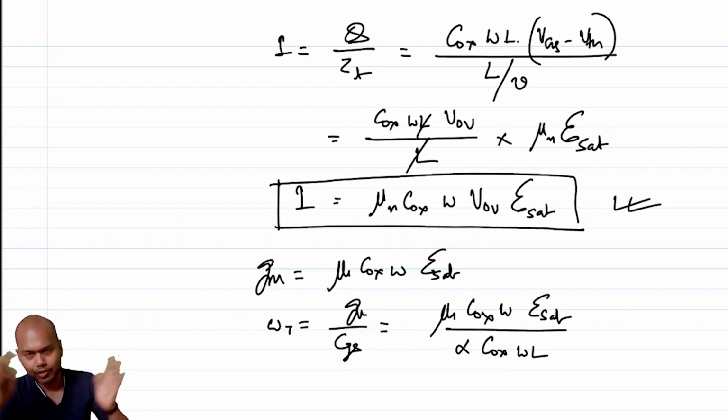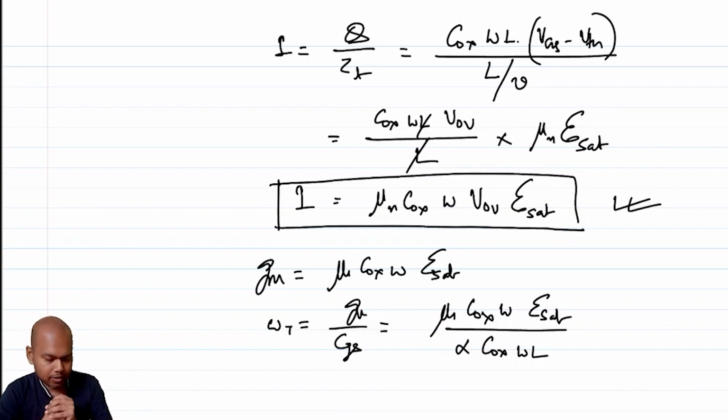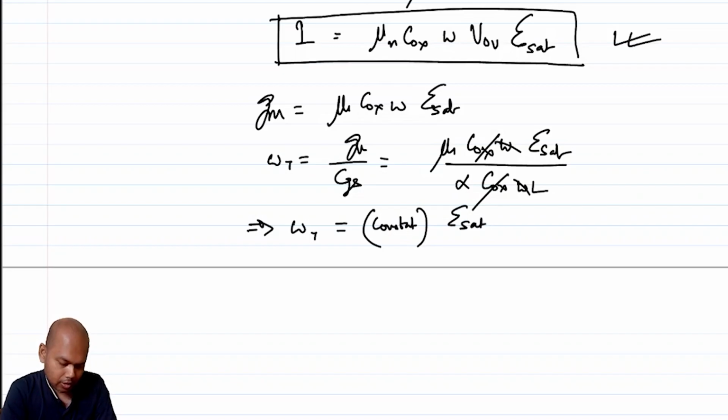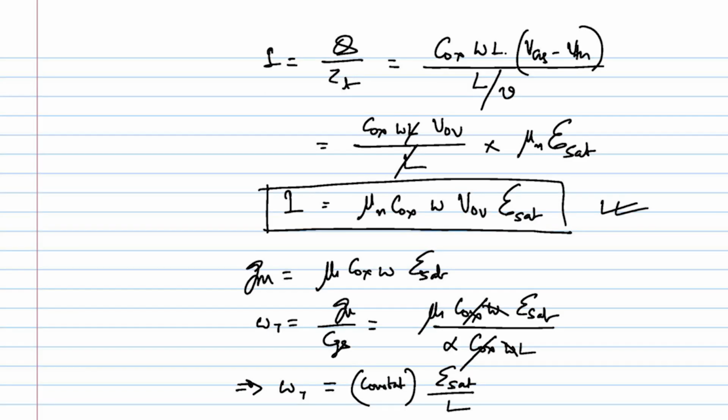So I'm just taking alpha, which is some constant independent of Cox, right? But the key thing to note here is that we will not bother too much about this alpha and mu. The Cox gets cancelled, the W also gets cancelled. But the key thing here to note is that omega T is essentially some constant times E sat by L, right?